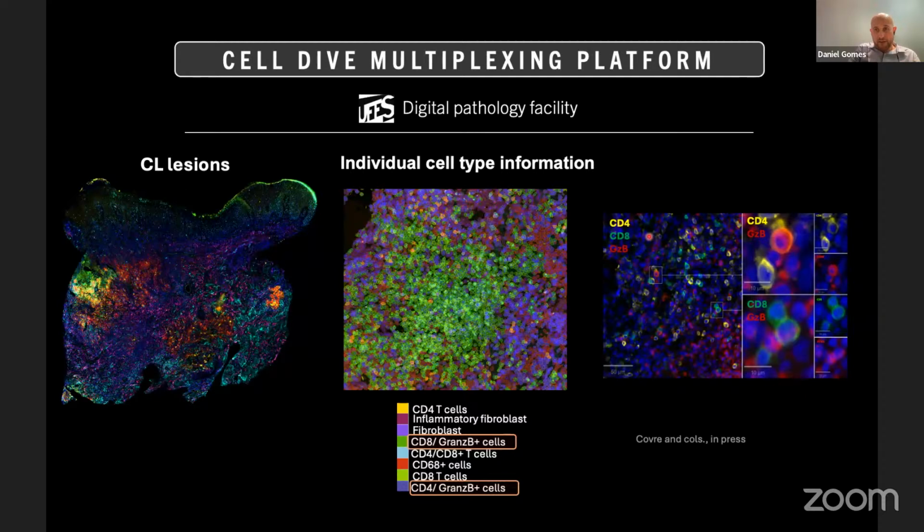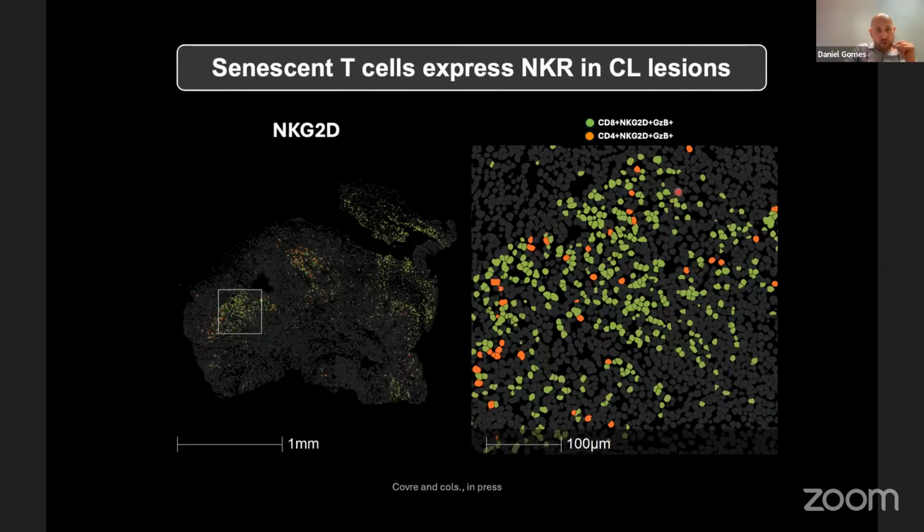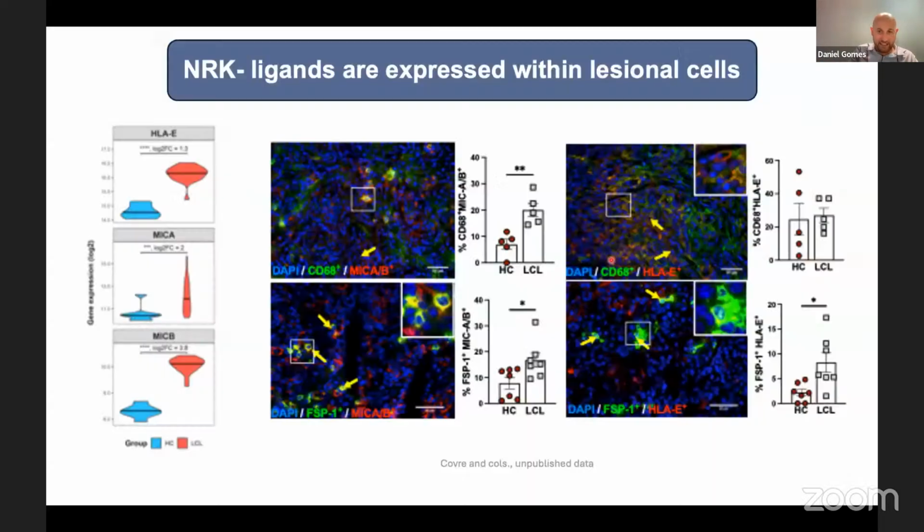And then when we analyzed the cytotoxic cells expressing an NK receptor, as I mentioned that the senescent population can express NK receptors, we also could identify both CD8 and CD4 in lesions expressing NKG2D, but also NKG2C as well, and also other NK markers. So this population was very well distributed in the lesions, and just to certify that they could mediate the killing, we also analyzed the ligands for these receptors.